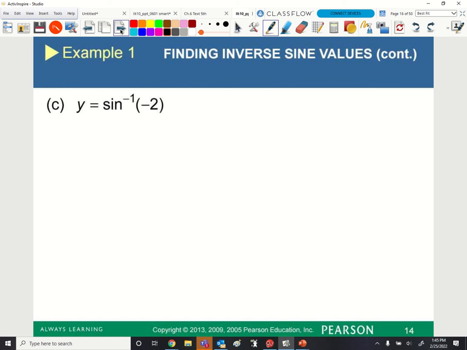What's negative 2? Which one am I looking at? Okay, but if I'm dealing with sine or arc sine, what variable does that mean? Yes, that's a y, right? So I want to find on my unit circle where my y value is equal to negative 2. So find it. Can I put that on the calculator? No.